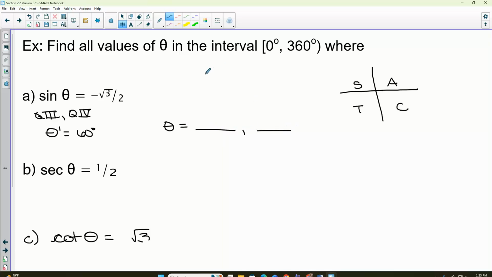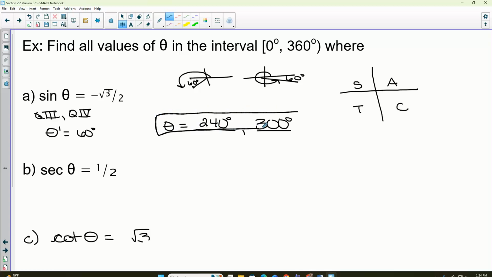In quadrant 3, if my reference angle is 60, you're telling me what the actual angle is. So from here to here is 180 plus another 60. In quadrant 4, if the reference angle is 60, we just need this part, so we know all the way around is 360. And so those are the answers.